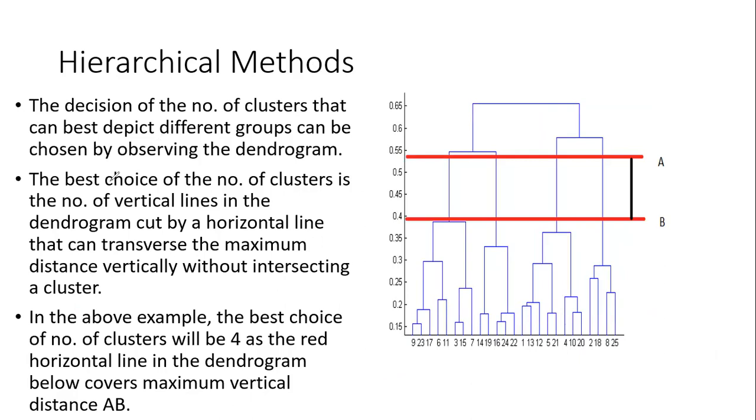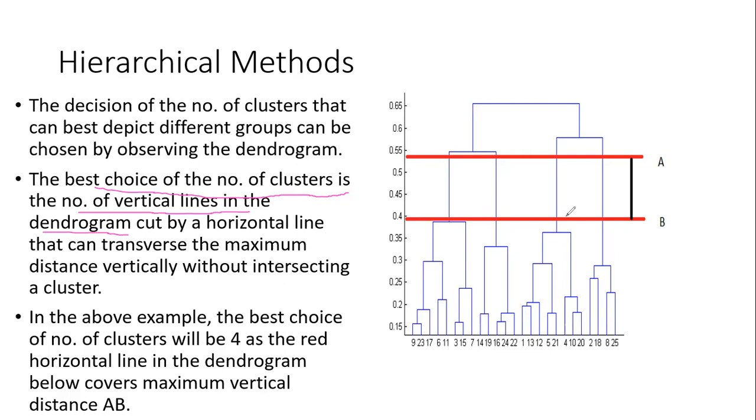Okay, and let's see. The best choice of the number of clusters is the number of vertical lines. Dhyan rakhiyega. In the dendrogram, every line is vertical, right? There's no horizontal line. Basically, I'm coming either top down or going bottom up. So it's all vertical in nature. Ye to bas ek lawazmati group karne ke liye horizontal line. So the number of vertical lines in the dendrogram cut by a horizontal line that can traverse the maximum distance vertically without intersecting a cluster.